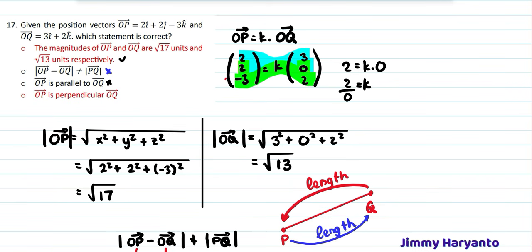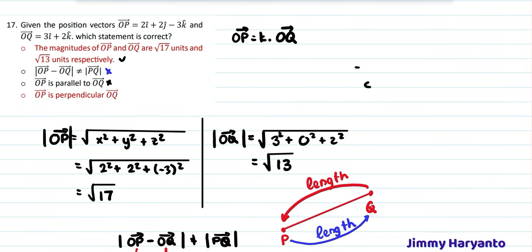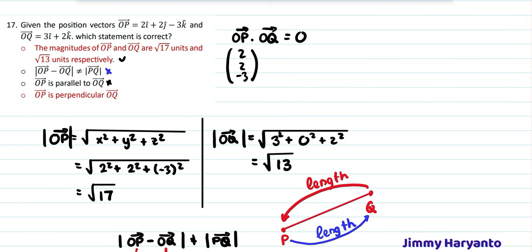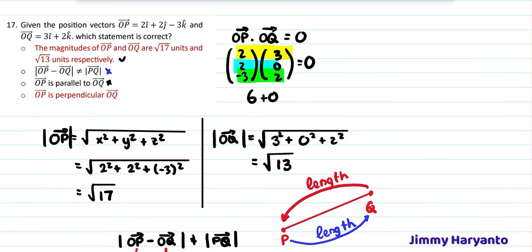Okay, and then perpendicular. For perpendicular, the formula is OP dot OQ equals to 0. So OP is 2, 0, negative 3. OQ is 3, 0, 2, equals to 0. And then you multiply. 3 times 2 is 6. And then you multiply this, plus 0. And then you multiply this, minus 6, equals to 0. Yes, it's 0 equals to 0. That means this one is correct.